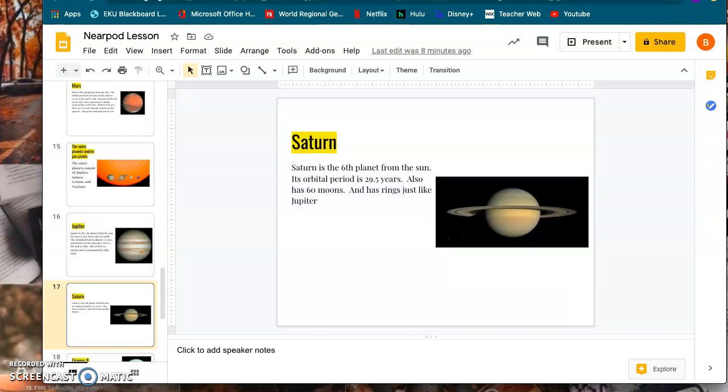Saturn is the 6th planet from the Sun, has an orbital period of 29.5 years, also has 6 moons, and has rings just like Jupiter.